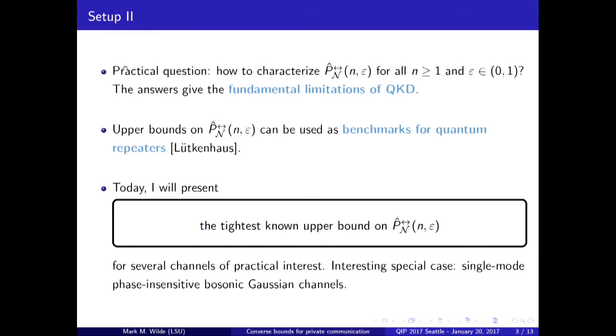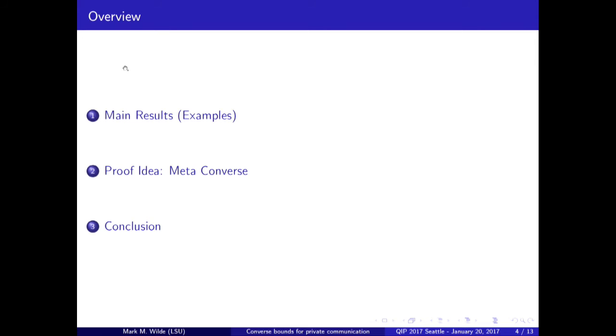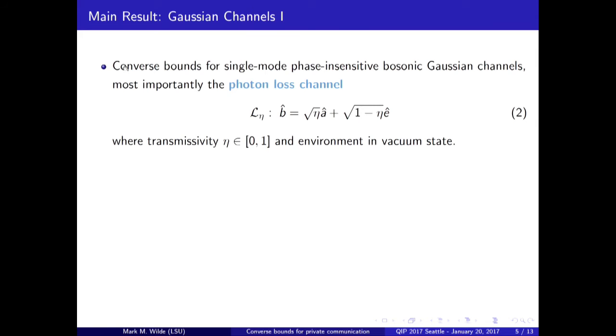for several channels of practical interest, including the ones that Riccardo talked about in the previous talk. So this is a very brief outline. This is a very brief talk. I'll talk about some examples, and if there's time at the end, I'll talk about the proof idea, and this idea of meta-converse. Okay, so a channel of great practical interest for experimentalists is this photon loss channel.